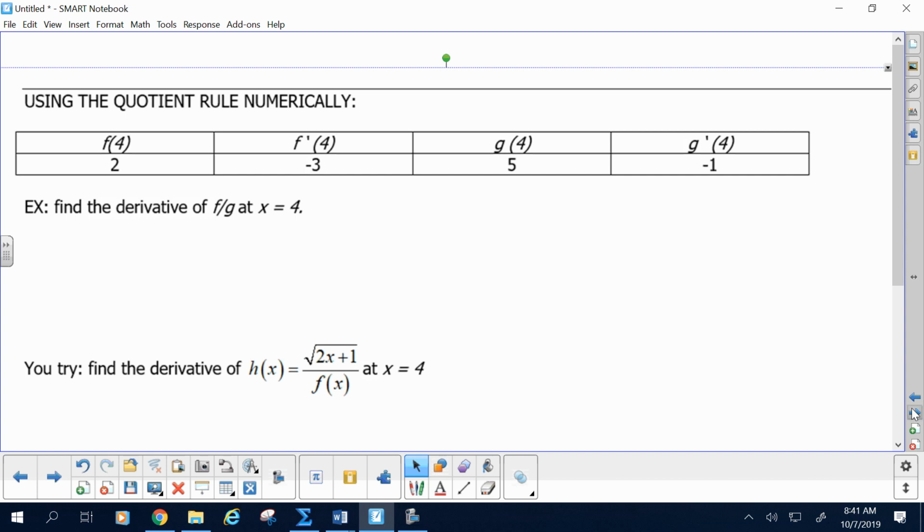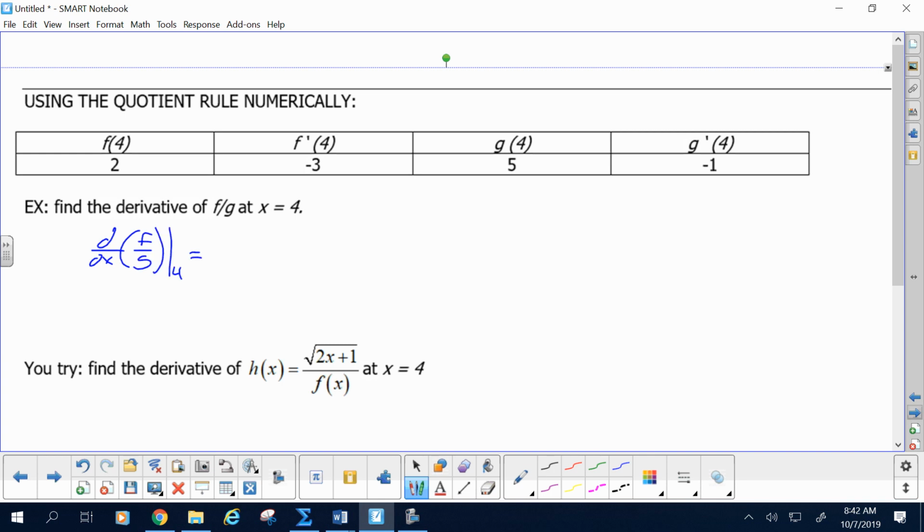I think I'm back on the quotient rule notes on the back side of the quotient rule, maybe? Are we good? Okay. All right. So I give you a table of function and derivative values for two different functions, f and g. If I said evaluate the derivative of f over g at x equals 4, then isn't that something like chain rule? Let's say I'm going to take the derivative with respect to x of f over g at 4.